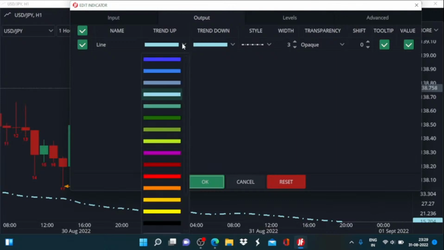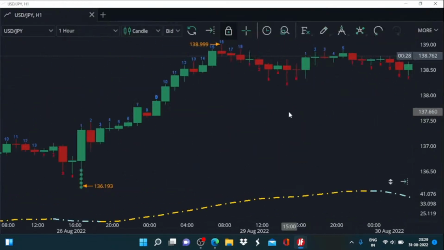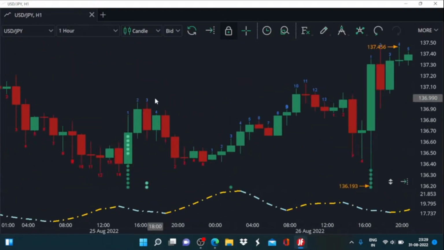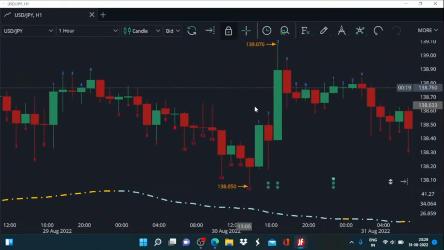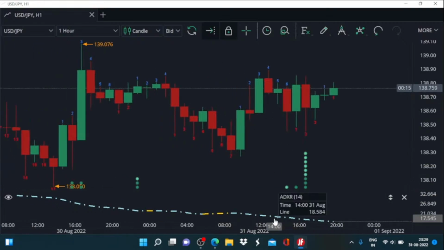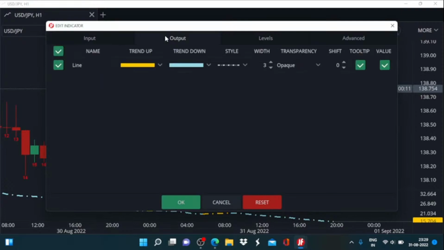or if you feel like, you can change these colors, and you can use a different color for when the output of the ADXR is on the rise and when it is declining. You will have different kinds of plotting with this color combination, and it will become pretty much easier for you to make sense of the momentum, if it is rising or if it is simply on the decline. So we are done with the output.